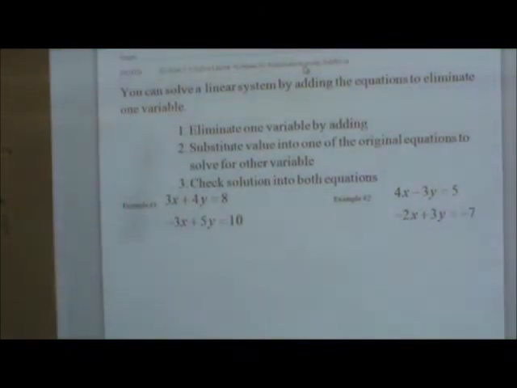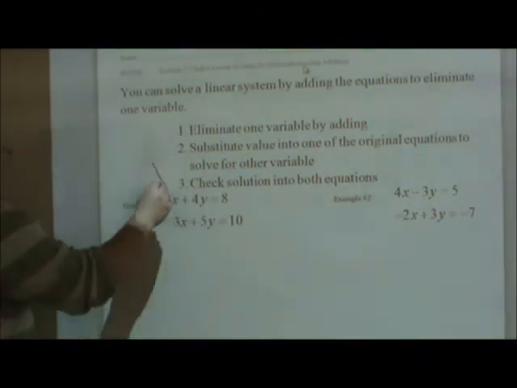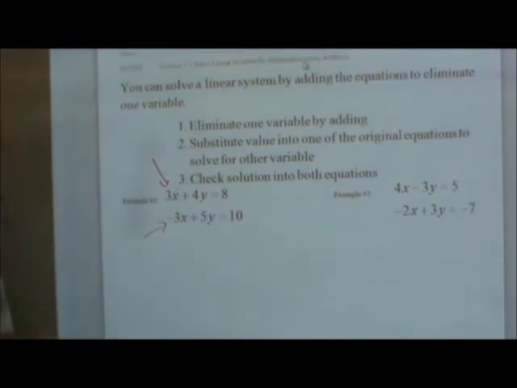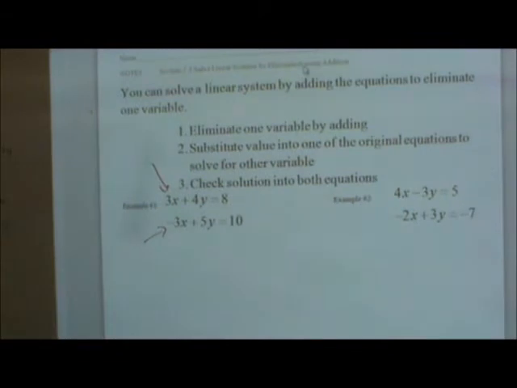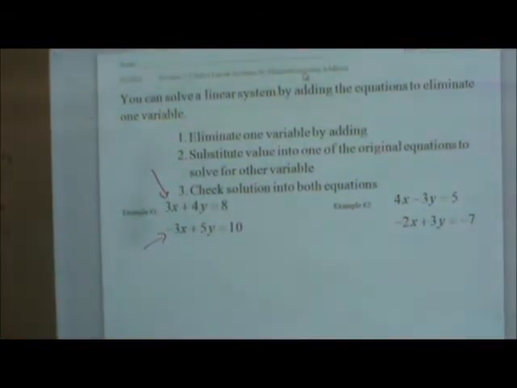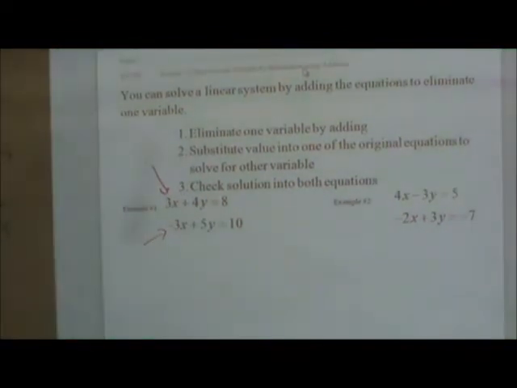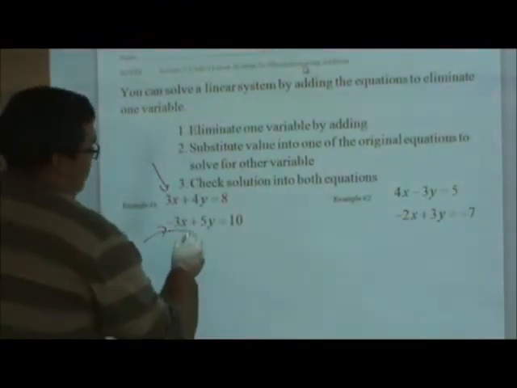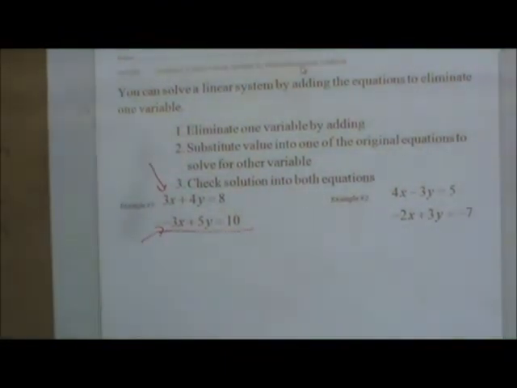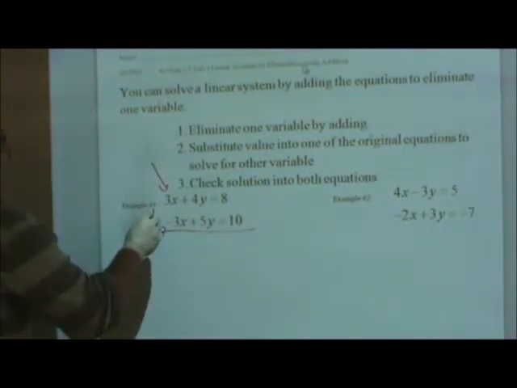So for example 1, 3x and negative 3x are opposite numbers. Since we have that, we're ready to go into elimination. We're using addition each time. Some videos online, other teachers will show you by subtraction, but I think the safest bet is to use addition. You set up your addition bar here, put a big plus sign outside.